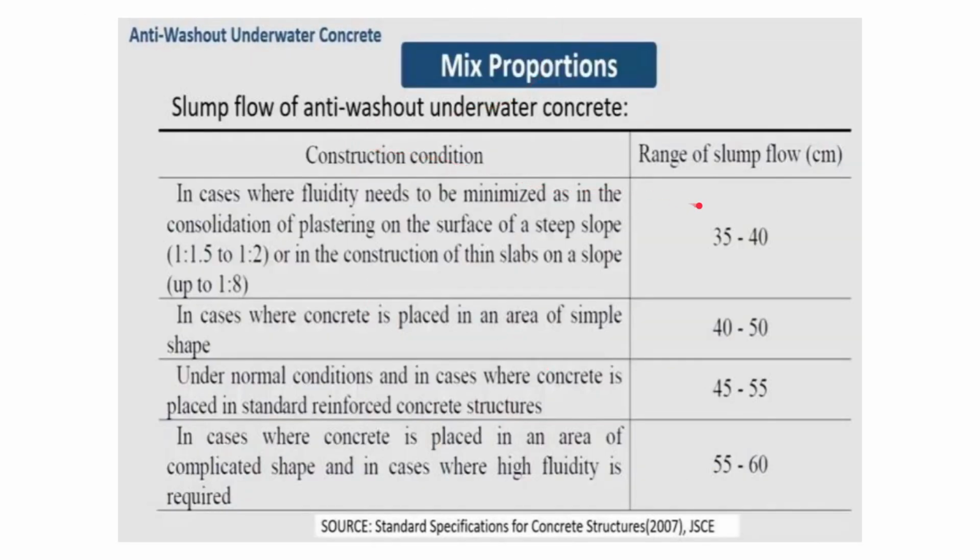Again, if we see the slump flow range, in cases where fluidity needs to be minimized, such as in the consolidation of plastering on the surface of a steep slope or construction of thin slabs, it should be lesser, between 35 to 40. In cases where concrete is placed in an area of simple shape, it can be a little higher, 40 to 50 under normal conditions, and in standard reinforced concrete structures, it can be between 45 to 55. In cases where concrete is placed in an area of complicated shape, and where high fluidity is required, it can be between 55 to 60.